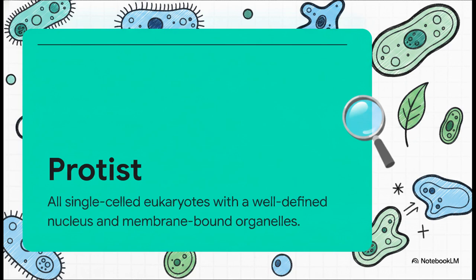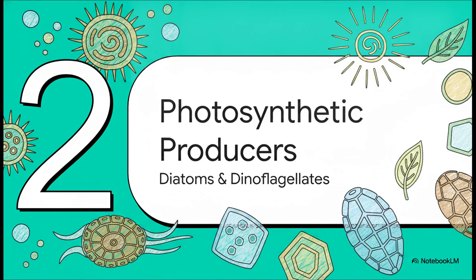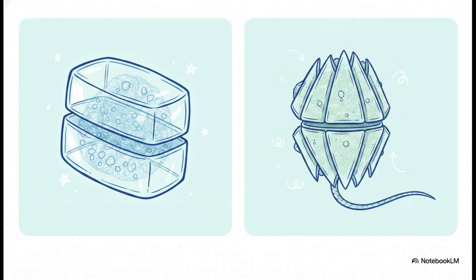Moving on to Section 2, the photosynthetic producers, specifically chrysophytes and dinoflagellates. Both of these groups are famous for producing energy through photosynthesis. But here's the kicker, they're equipped with drastically different cellular armors. And I want to heavily emphasize this right now, because it is an absolutely critical contrast for your exams.